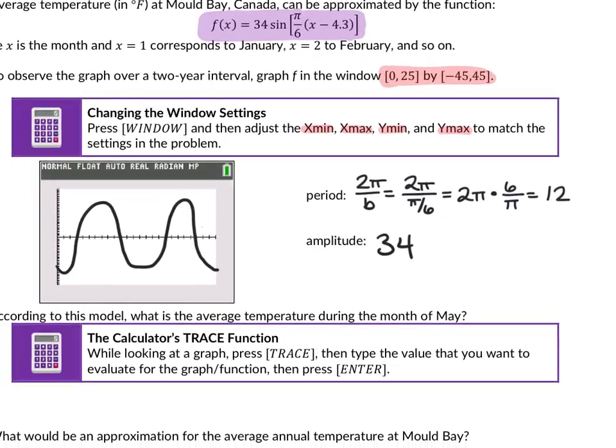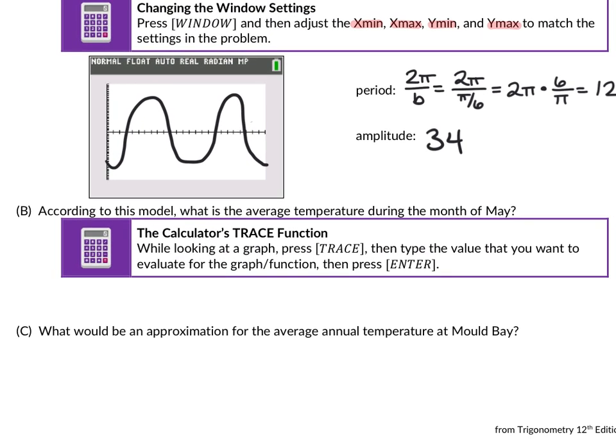Now, this question goes on to ask, according to this model, what is the average temperature during the month of May? Here's a function we may have never used on our calculator. See what I did there with the May? We can actually trace this function value using not like any fancy things on our calculator. First things first, the month of May. What x value is it for this scenario if the month is May? 5. So if I know that May is equal to 5, I'm really asking you to find f of 5.